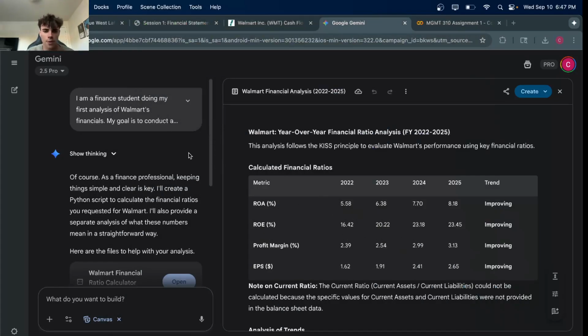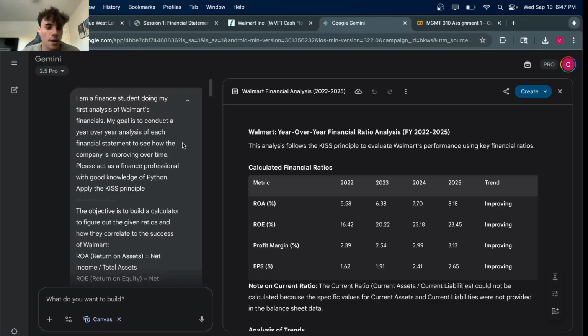All right, so how I started off is I started off prompting Gemini, telling it I'm a finance student doing my first analysis of Walmart's financials. So that's my problem and my goal. The solution is to conduct a year-over-year analysis of each financial statement that I found on Yahoo Finance, and compare them from year to year to see how they're improving over time.